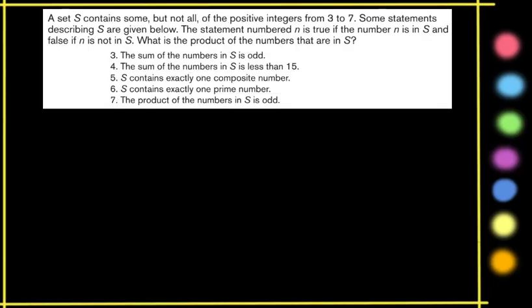Okay, let's take a look at the last 2 problems. These ones are really hard. So I hope you will enjoy these. This one says a set S contains some but not all of the positive integers from 3 to 7. Okay, so 3, 4, 5, 6, 7. We've got some of them but not all of them. Some statements describing S are given below. The statement numbered n is true if the number n is in S and false if n is not in S.